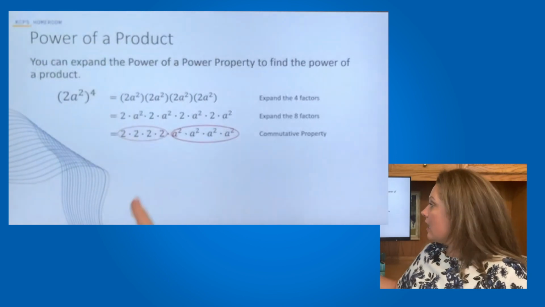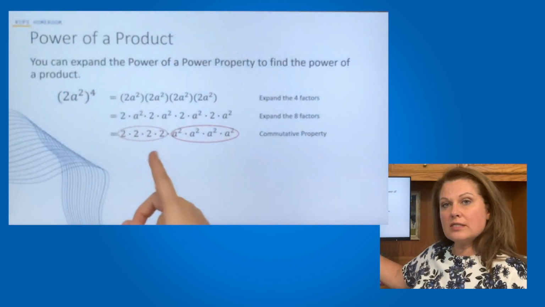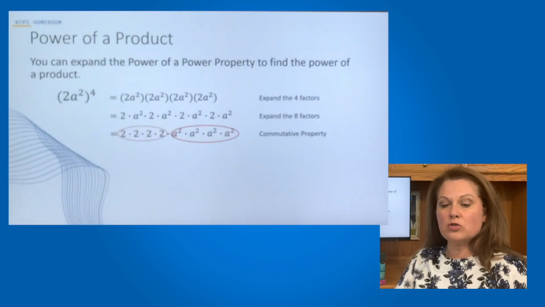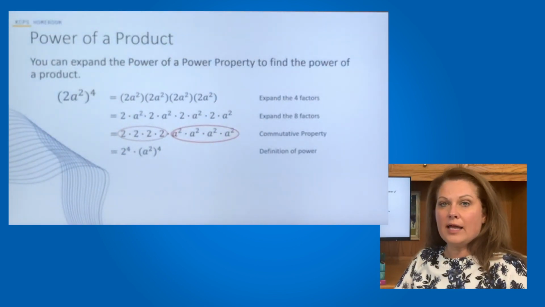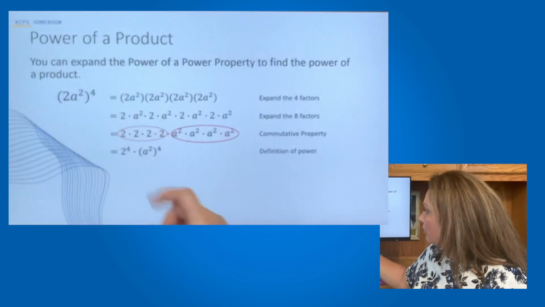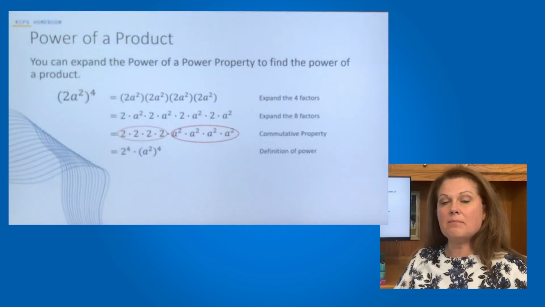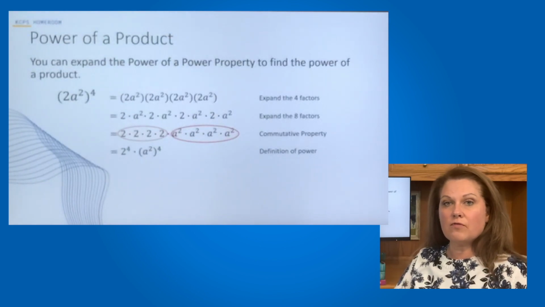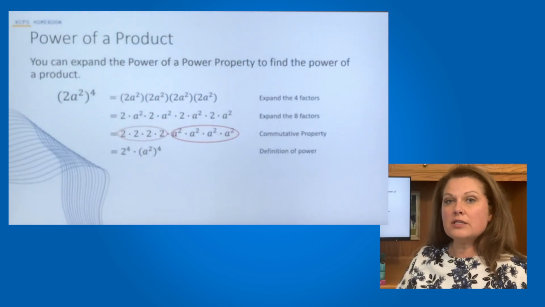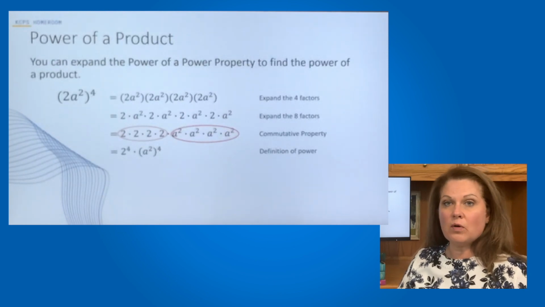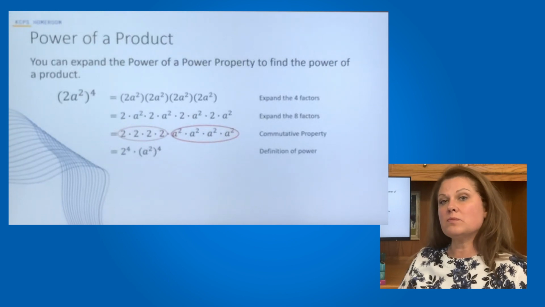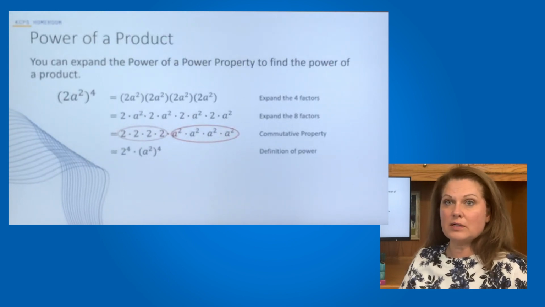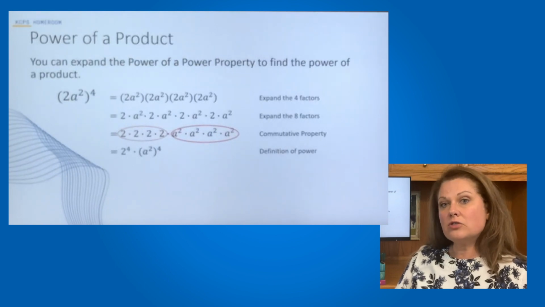Now you'll notice I have 4 2's, and another way to write that would be 2 to the 4th power. You'll notice I also have 4 a to the second powers, so I would rewrite that as a to the second, don't forget your parentheses, to the 4th power. Now that's called the definition of powers. I'm just rewriting what I've known in expanded form as a power, so I can use my other properties of exponents to simplify. Now 2 to the 4th power is 16.